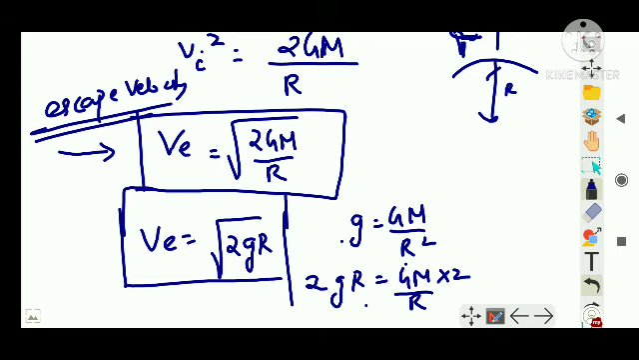Clear? Now it is very easy to derive this equation, and I am repeatedly telling you guys, this question or this derivation is always asked.